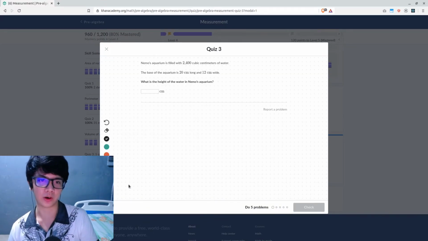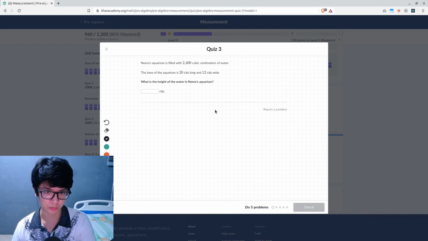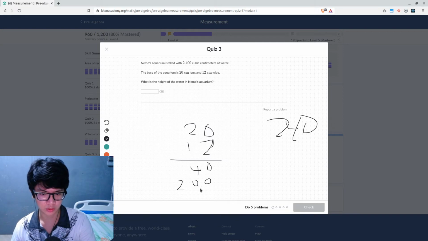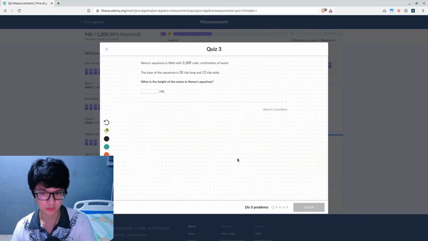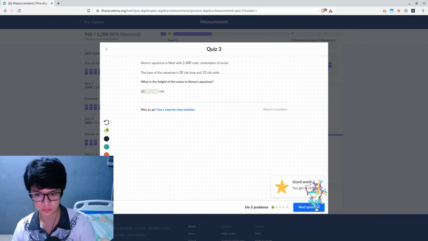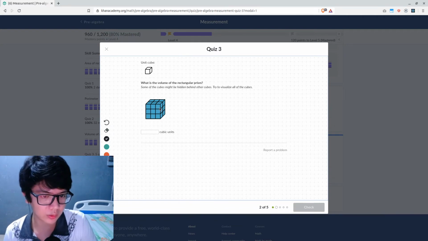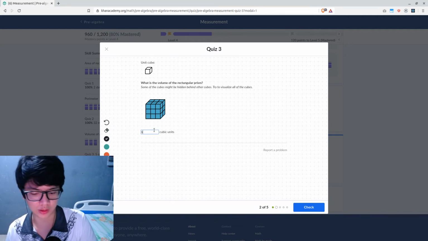The aquarium is filled with 2 meters of water. The base, okay, so let's see. 20, 12. I guess it's kind of 240, but let's see. 0, 4, 0, 2, that's 240. 240 times 10. Okay. This is like 9 times this, 18.